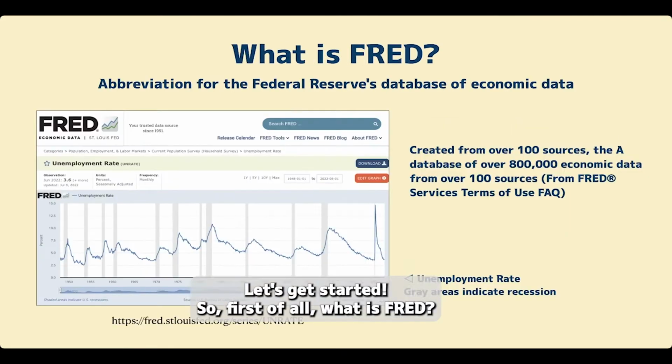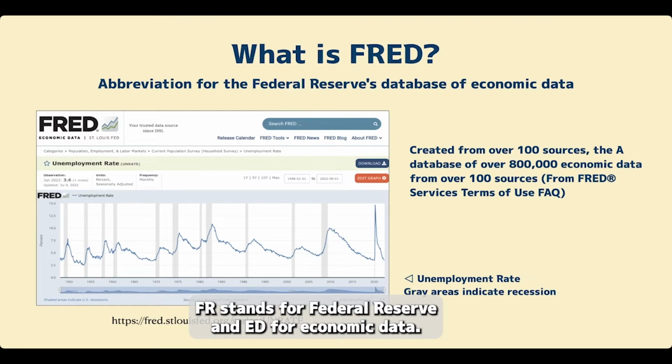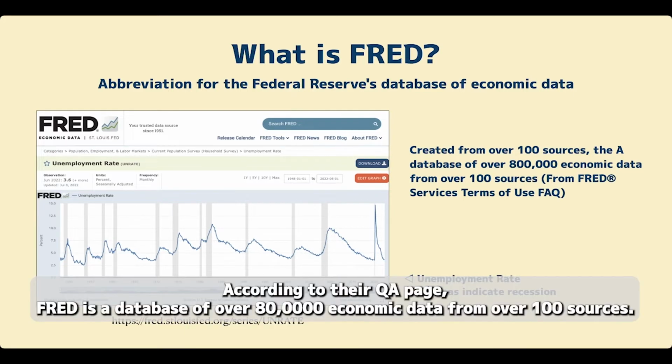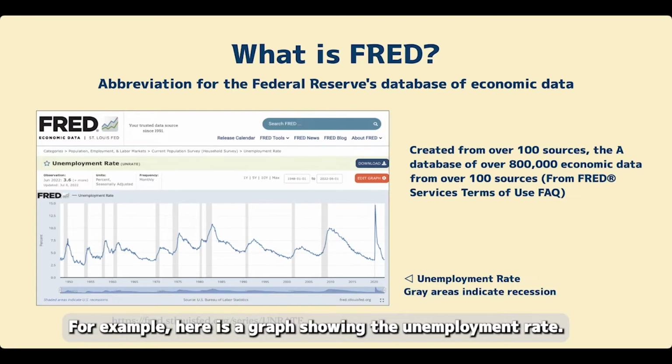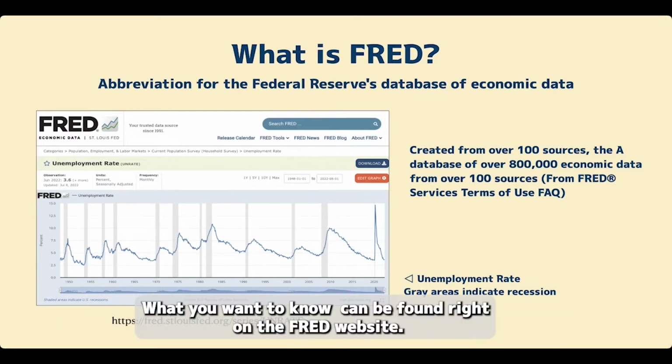Let's get started. So first of all, what is FRED? FR stands for Federal Reserve and ED for economic data. According to their FAQ page, FRED is a database of over 800,000 economic data series from over 100 sources. As you can see, we cover various data including stock prices, banking, business, and consumer price indexes. For example, here is a graph showing the unemployment rate. What you want to know can be found right on the FRED website.